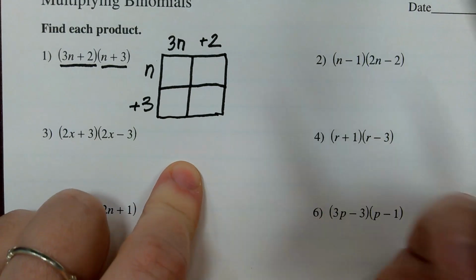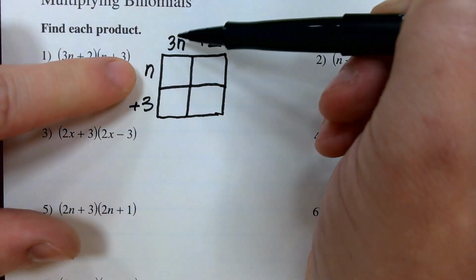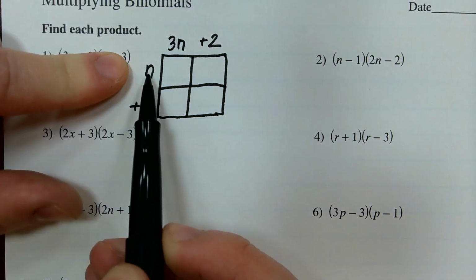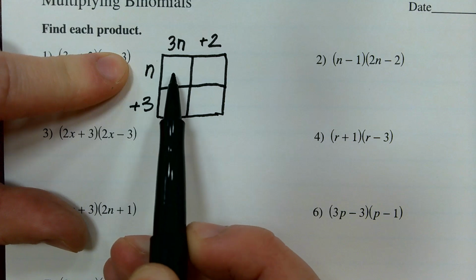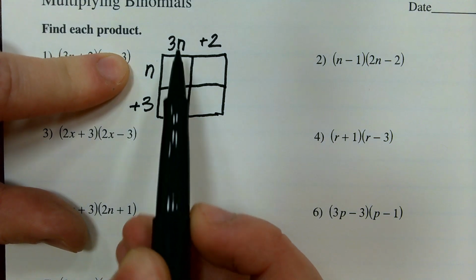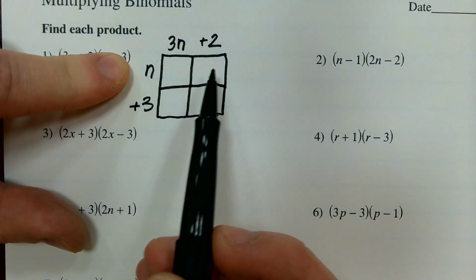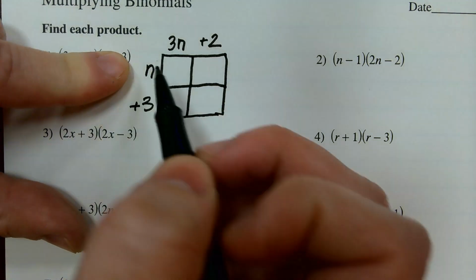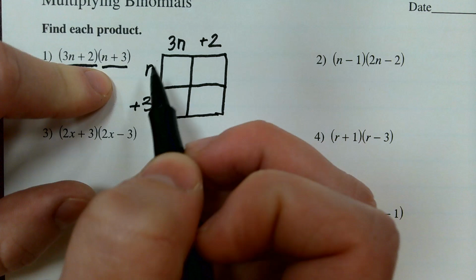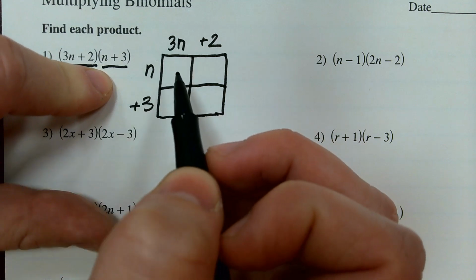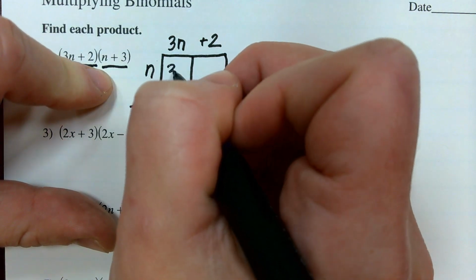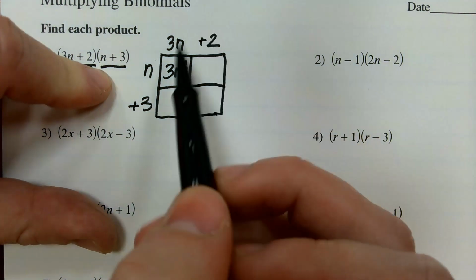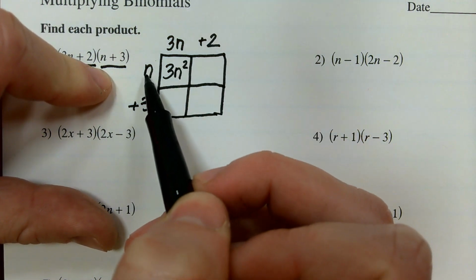So with a multiplication table, you'll see that whenever we go this way, I'm going to take n, and in this box, I'll have n times 3n. In this box, I'll have n times 2. So let's go ahead and fill this out. What is n times 3n? 3n squared. Yes, we have 3n squared. Then what is n times 2?